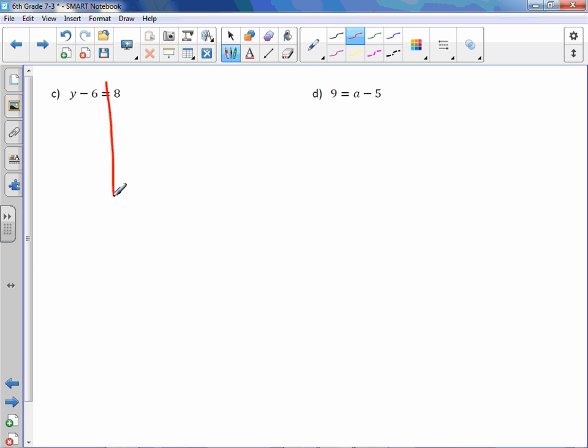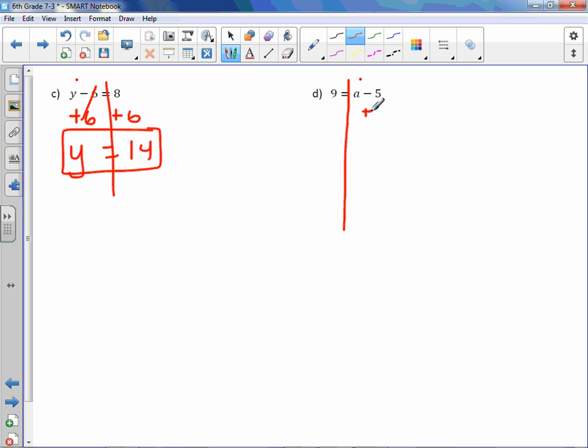Letter C, line down the equal sign. Locate your variable. Y minus 6 equals 8. I'm going to add 6 to get that variable alone. And I am left with y equals 14. Letter D, 9 equals a minus 5. Locate your variable, which in this case is on the right-hand side of the equal sign. I need to get rid of the minus 5, so I'm going to add 5 to both sides. 9 plus 5 is 14, and 14 equals a.